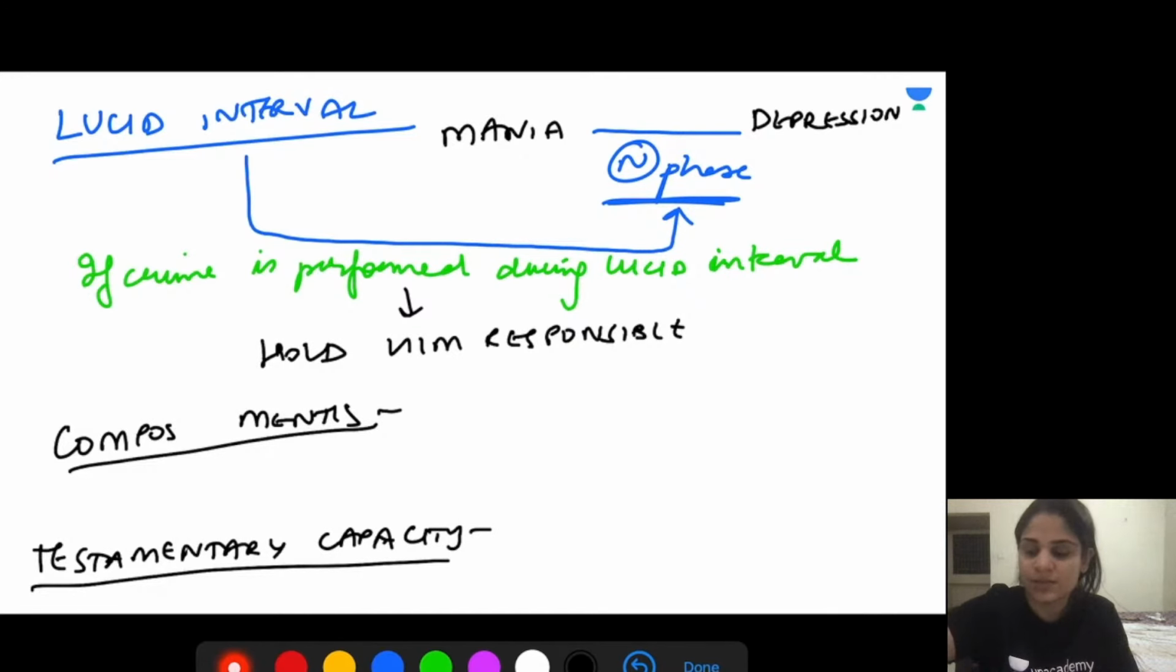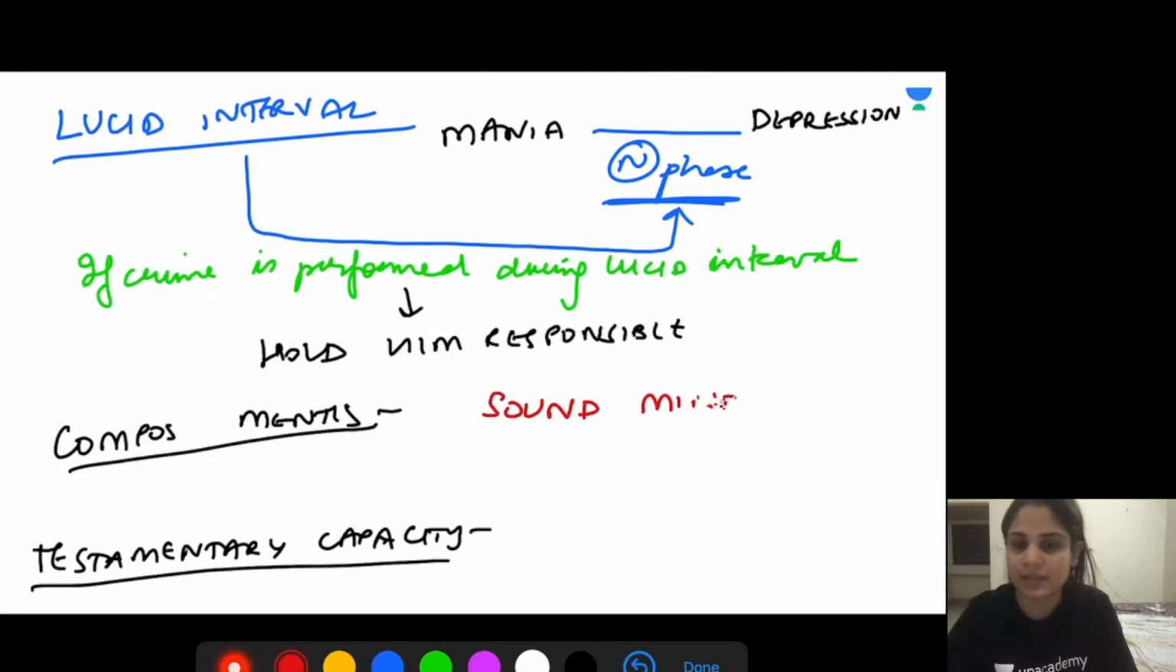Okay, so what is the difference? What is compos mentis and what is testamentary capacity? Any idea? Yes, very good, Dilip Kondari. So compos mentis simply means the patient is of sound mind. Okay? Compos mentis means sound mind. Whatever he is carrying out, he is responsible for his actions.